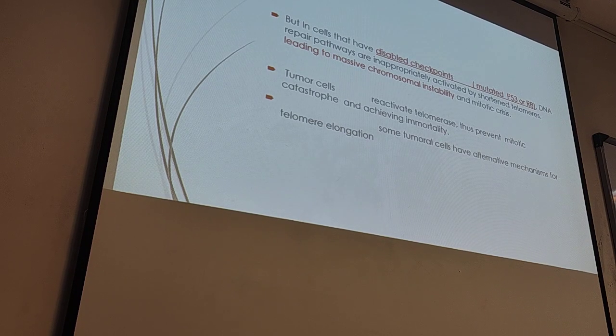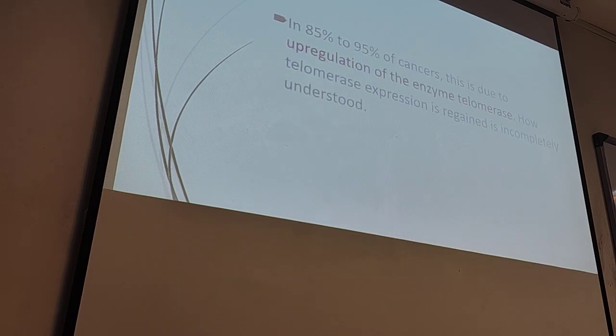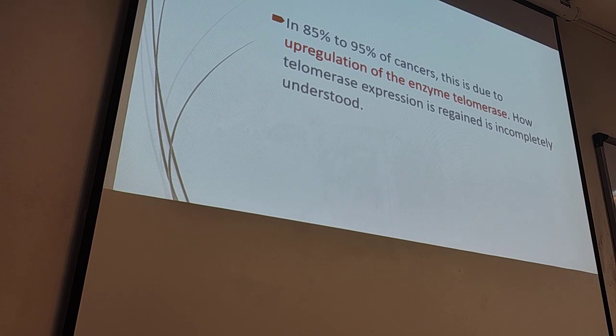This telomere elongation can be because of the telomerase enzyme in most tumors. And in a few tumors, we have another pathway for telomere elongation. Okay. We know that in about 85% to 95% of cancers, this is due to upregulation of telomerase, and in about 5 to 10% we have another alternative pathway for elongation of the telomere area.